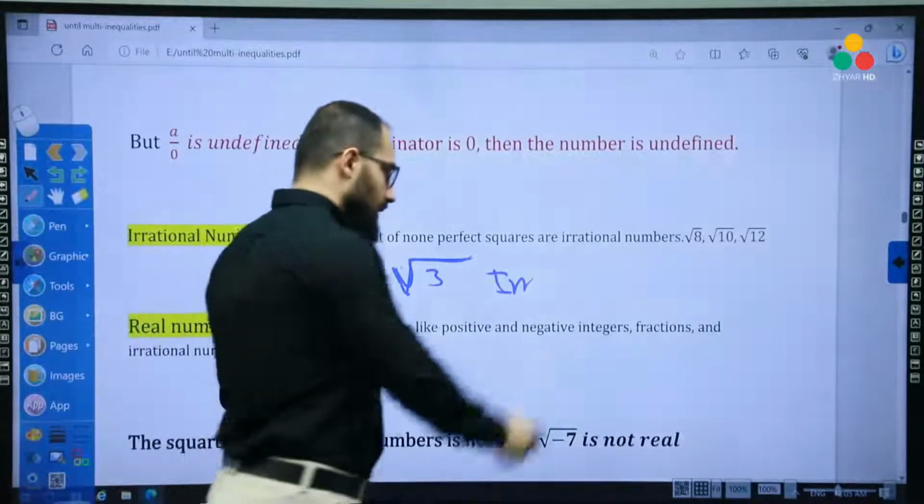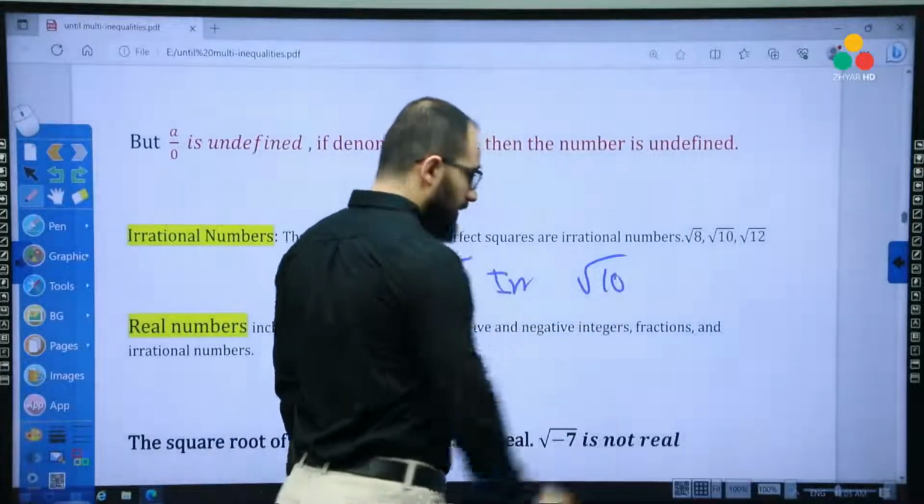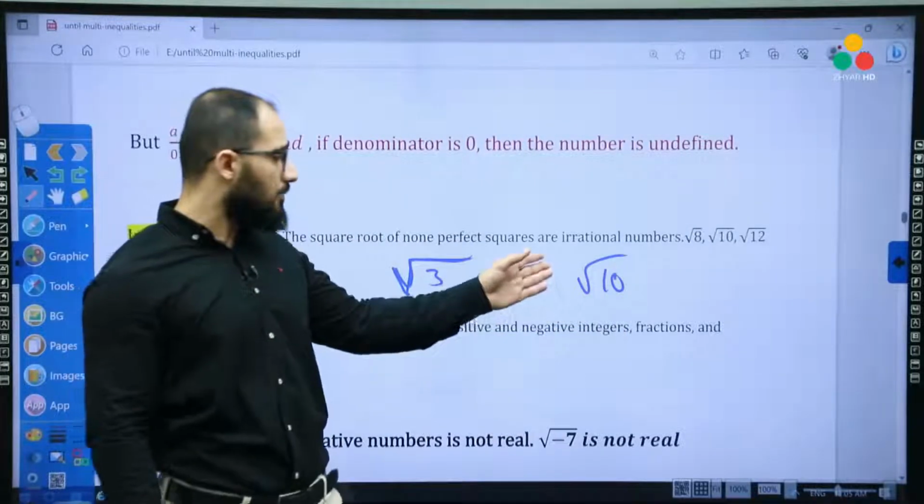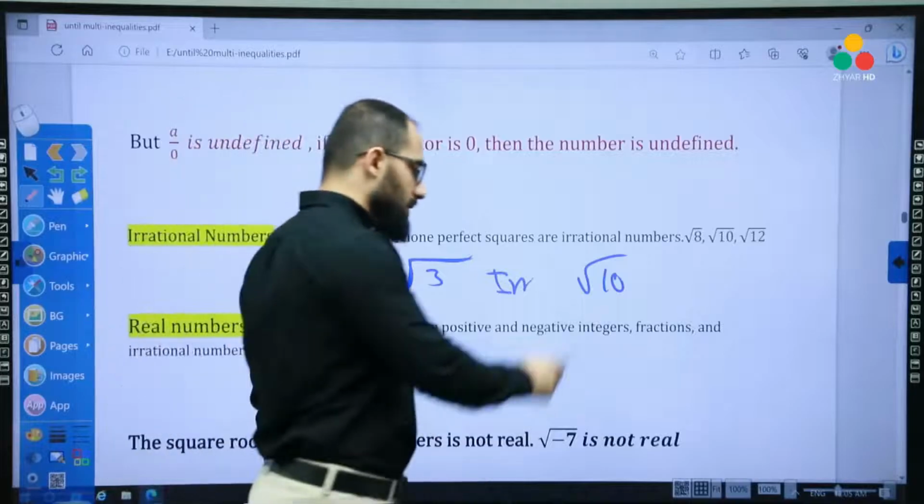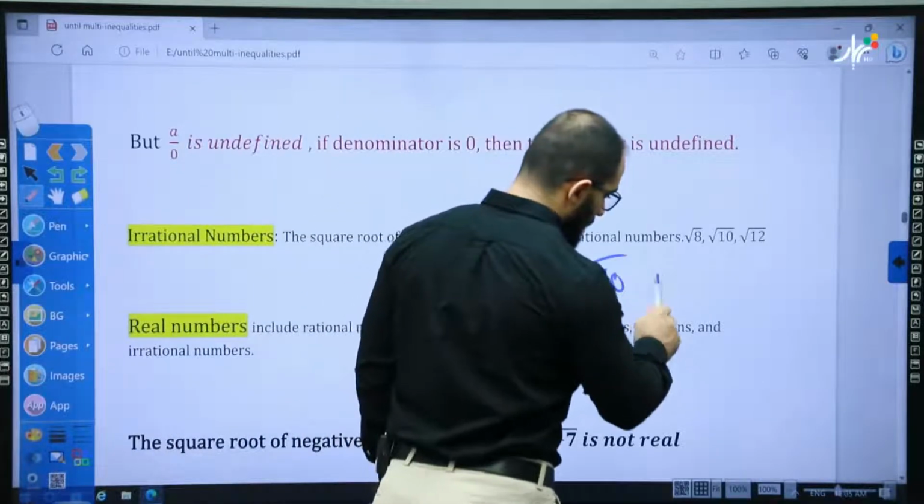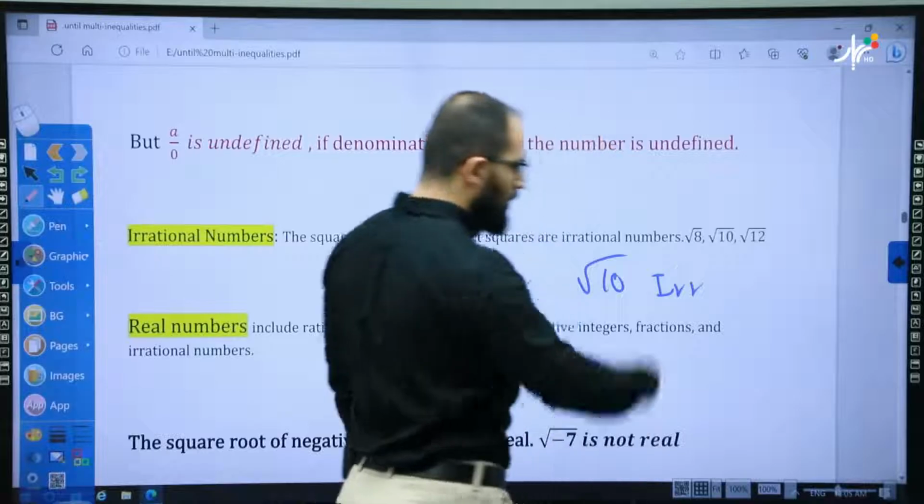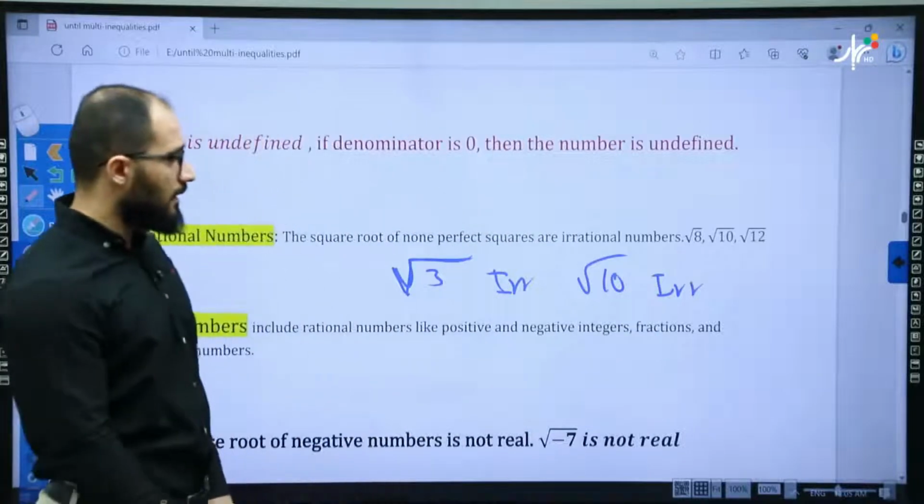For example, let's say we have the square root of 10. Because 10 is not a perfect square, the square root of 10 is going to be irrational. And so on for the rest of the examples.